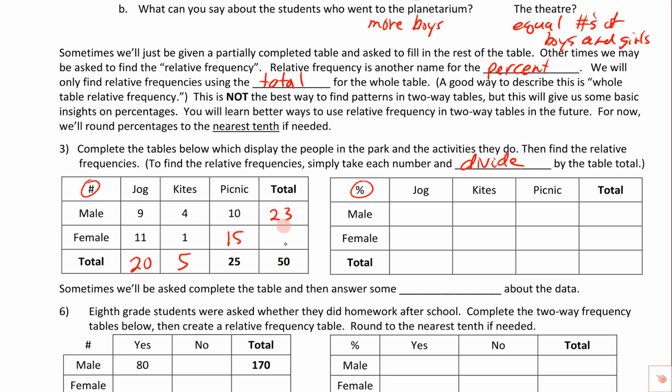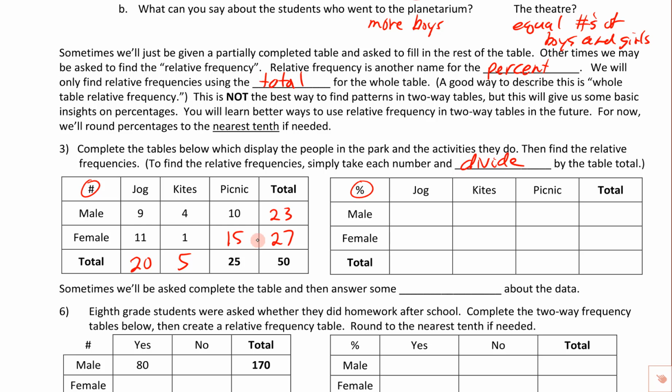Now there are two ways to get this. We could either do 50 minus 23, which would be 27. But the cool thing about a two-way frequency table is there's usually two ways that we can check and make sure that we got the right answer. So let's take a quick look at this. The 27 we got by doing 50 minus 23. But we can also go through here and say, well, that's the total for females. We got these other numbers right here. Let's make sure that they add up. There are 11 females that were jogging, 1 that was flying a kite, and 15 that were picnicking. So 11 plus 1 is 12. 12 plus 15 is 27. So these are the right numbers.